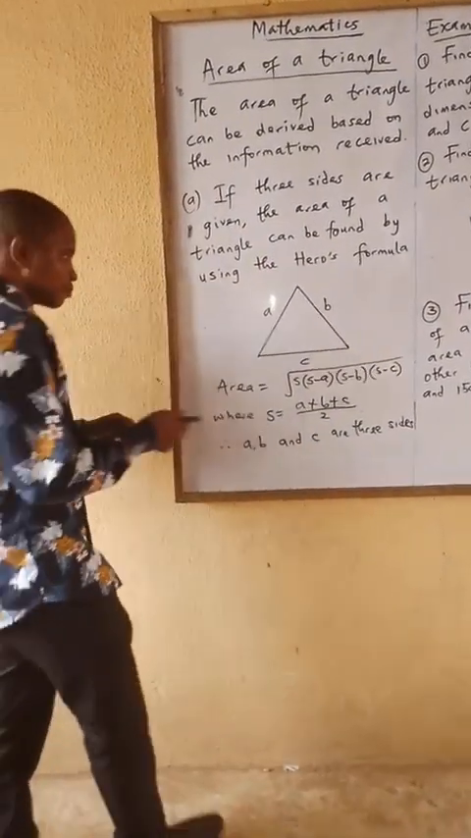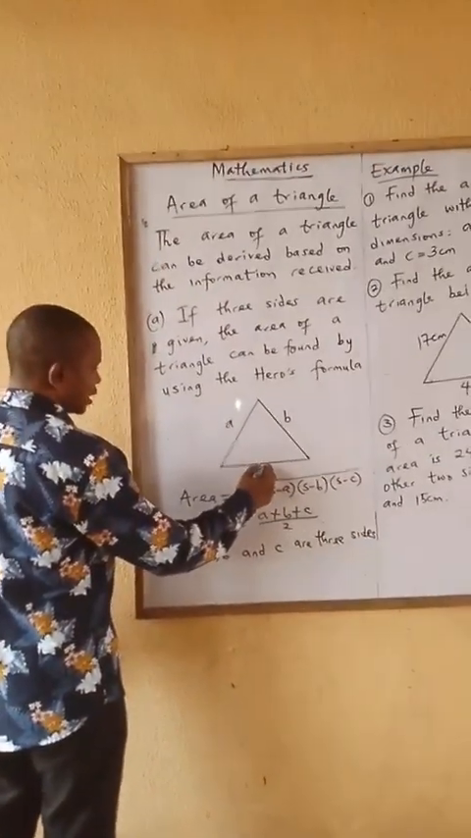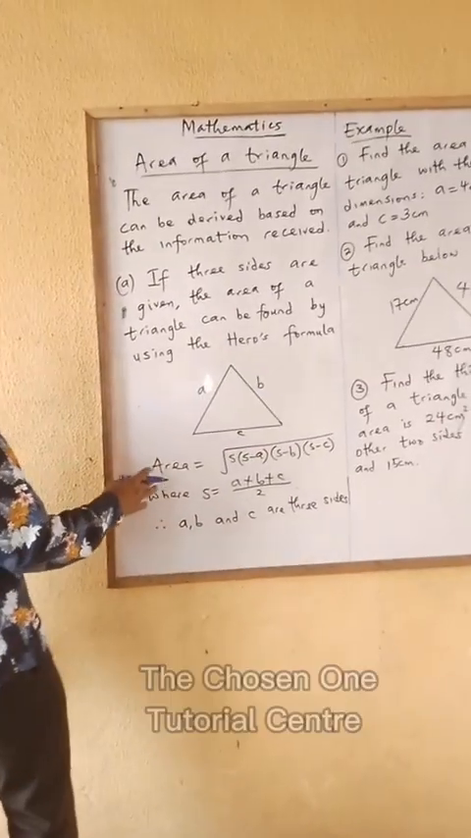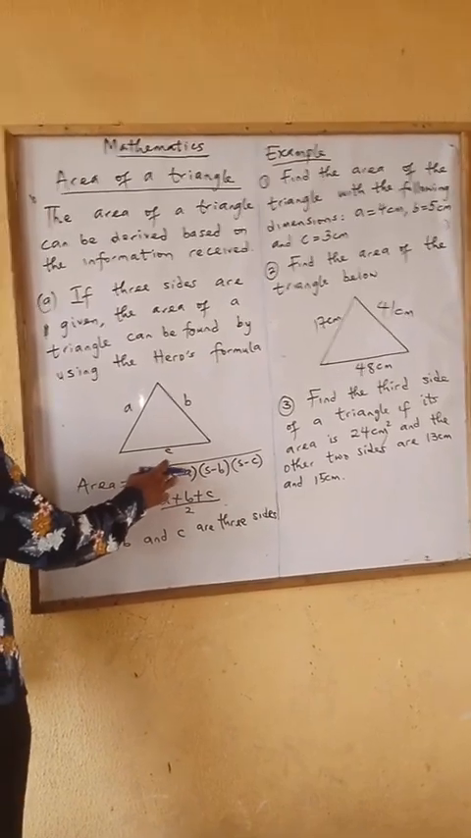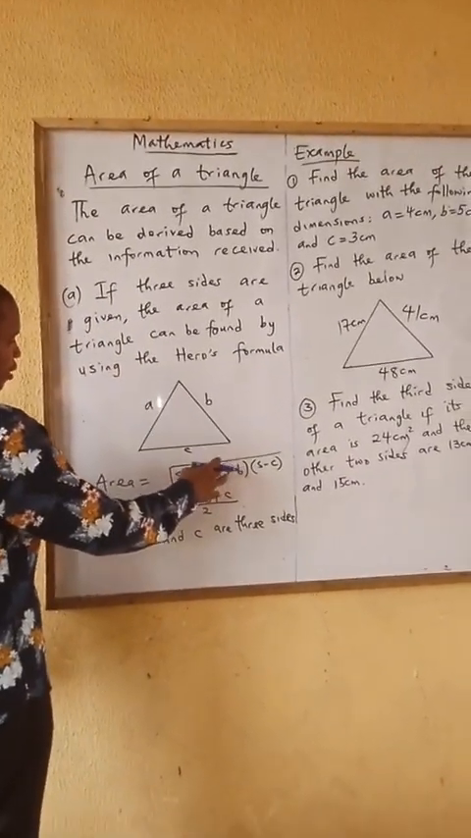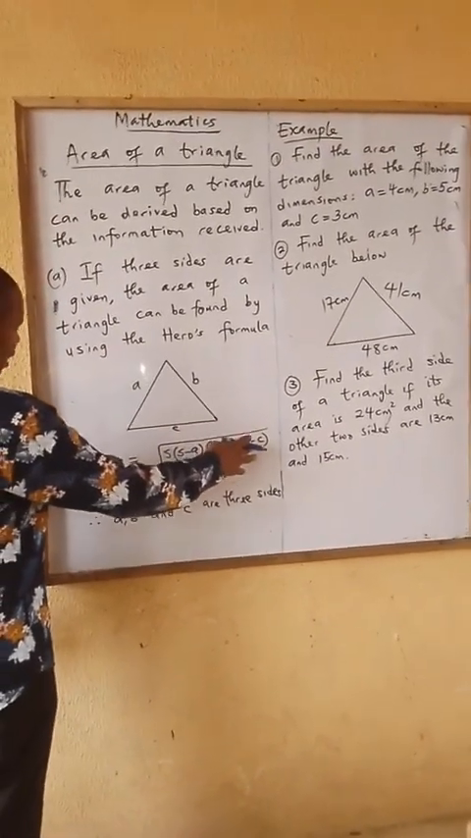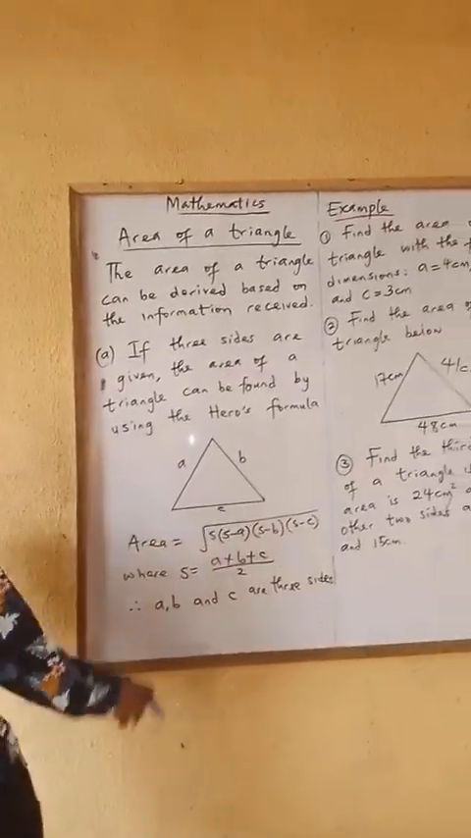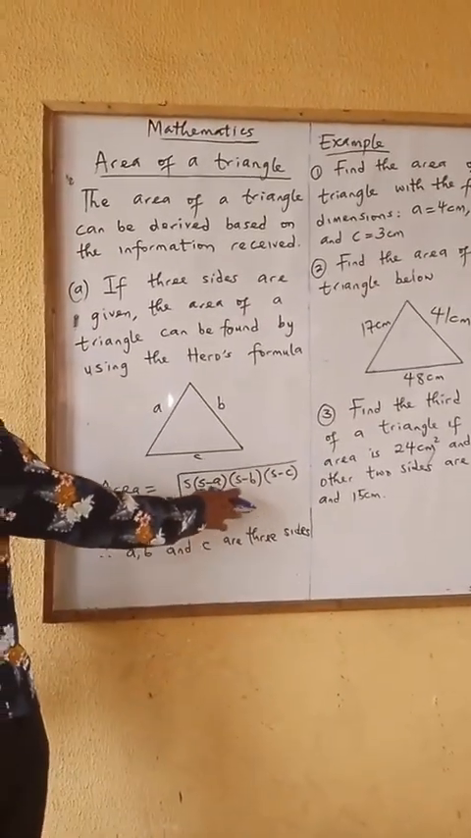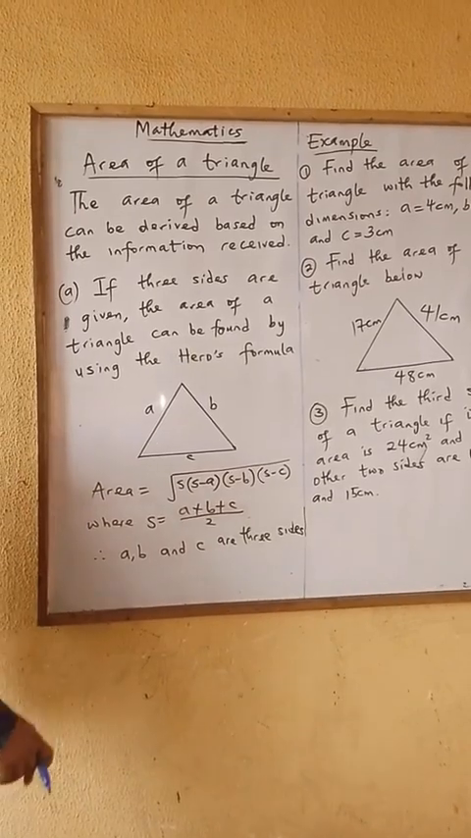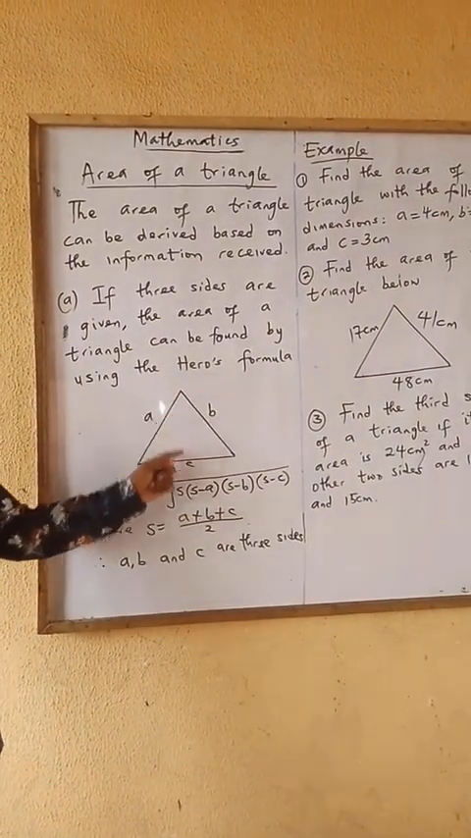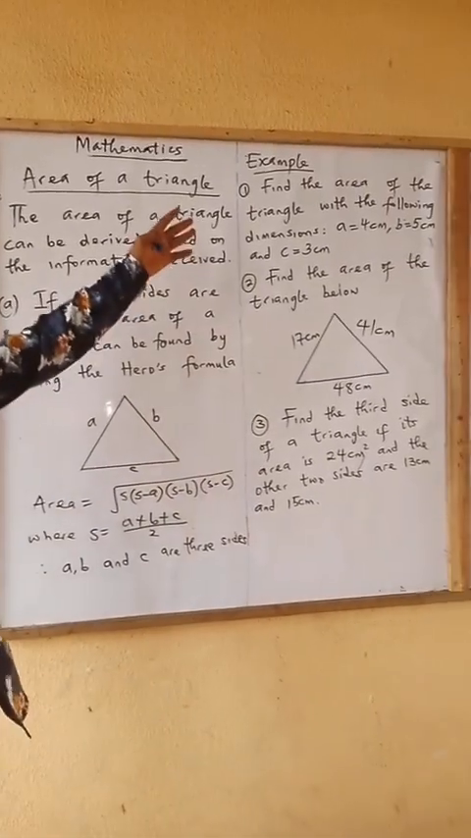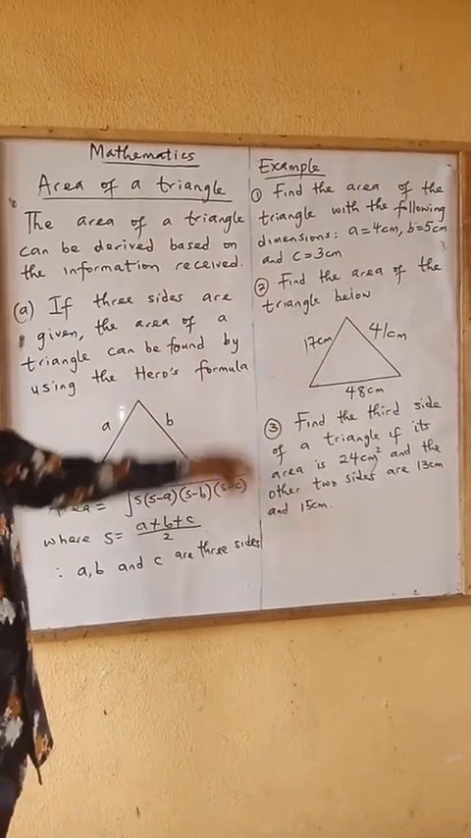This is a triangle, and we name each side A, B, C. So this is Hero's formula. Area is equal to square root of S into bracket S minus A into bracket S minus B into bracket S minus C, where S is equal to A plus B plus C divided by 2. And don't forget that this A, B, C are the three sides of a triangle. Let's solve the examples given.